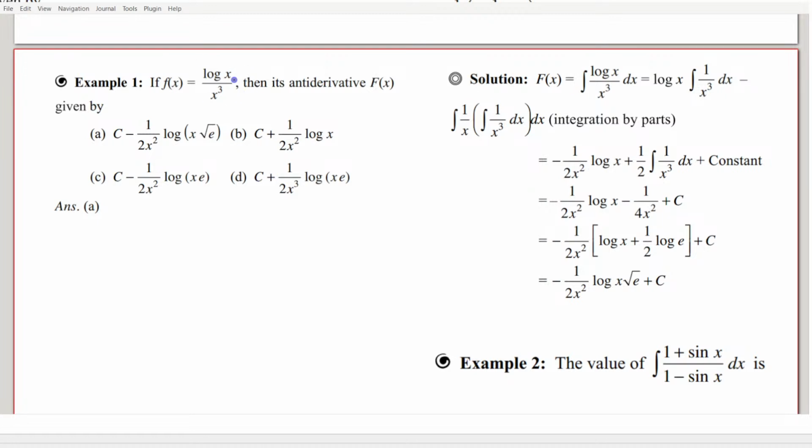By parts, which one, which side? Again, you can choose both sides, right? ln x and 1 by x cube like this, or 1 by x cube and ln x, right? So I think 1 by x cube and ln x is better. Let's try both. 1 by x cube, and this becomes x power minus 2 by 2, right?